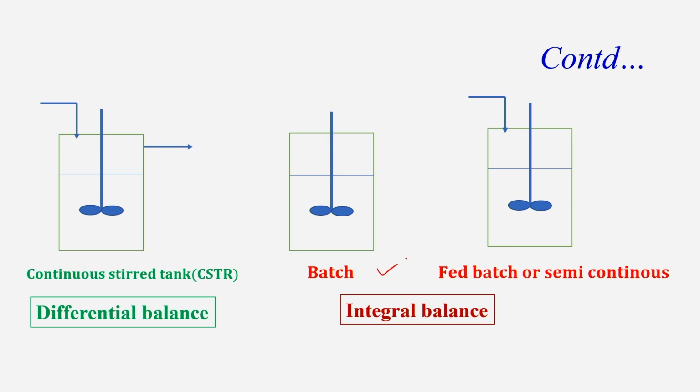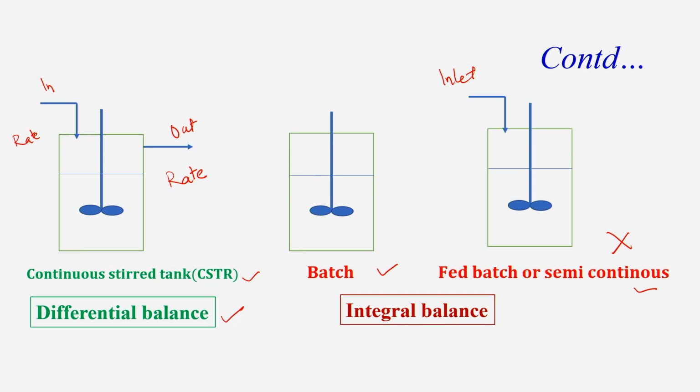We start with the batch, fed batch and continuous. So, why I am discussing briefly here is to understand this inlet and outlet. So, in the batch, as you see, there is no inlet and no outlet streams. In the fed batch, there is only an inlet stream, there is no outlet stream, and in the continuous both inlet and outlet streams are there. So, when we are going to do this mass balance, in the case of continuous, what do we take? We take the rate of mass in and rate of mass out. So, this balance is called differential balance.